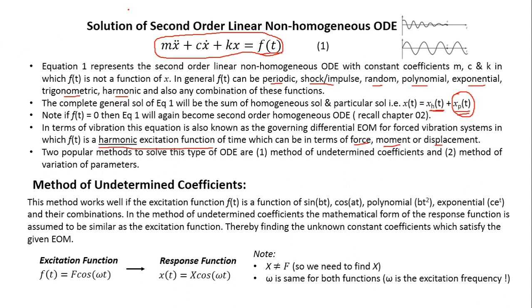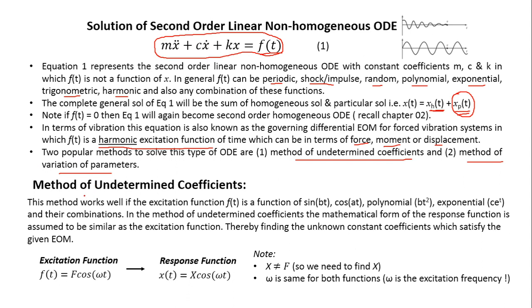So there are two popular methods to solve this type of ordinary differential equation. That is the method of undetermined coefficients, and secondly the method of variation of parameters. So we're going to use the method of undetermined coefficients to get the particular solution of equation number one, which is the second order linear non-homogeneous ordinary differential equation.